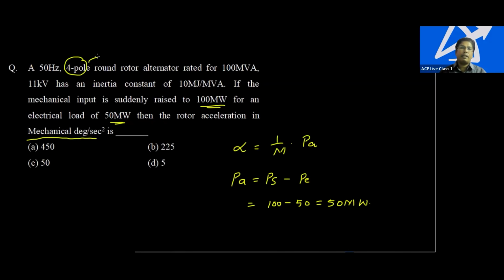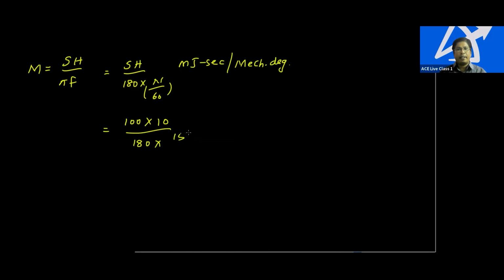For a 4-pole machine, what is the value of N? For 50 Hz, it will be 1500 RPM. It is 1500 divided by 60. Substitute these values, students. How much is this one? 100 into 10 divided by 180. It is 0.22.